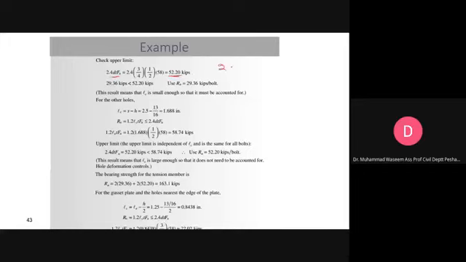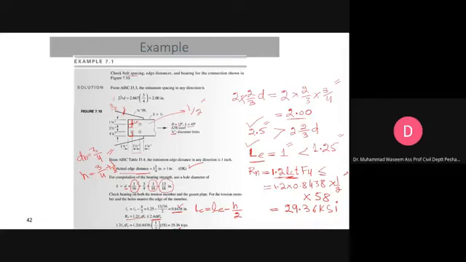So 29.36 kips is less than 52.2 kips. Okay, so this is okay. Now Rn is the bearing strength of the bolt per bolt. Okay, and how many bolts do we have? We have 2 bolts, so we have to multiply it with 2.